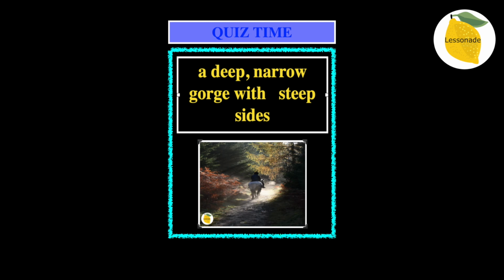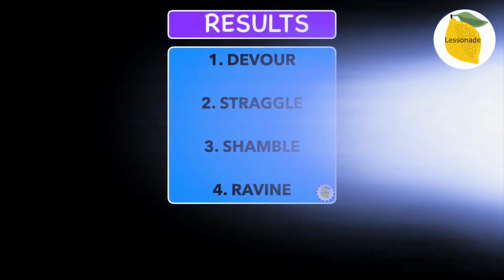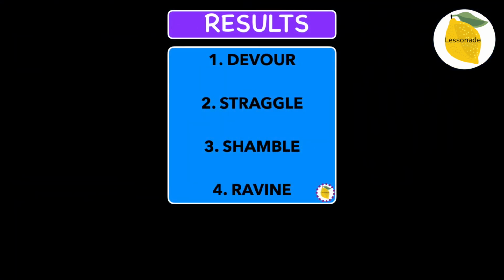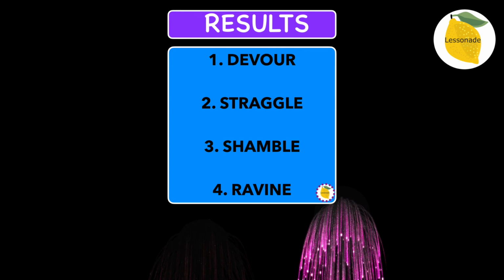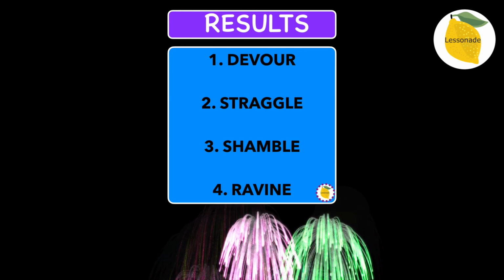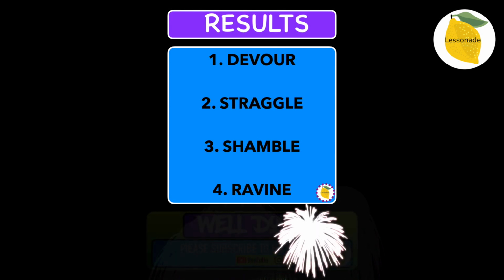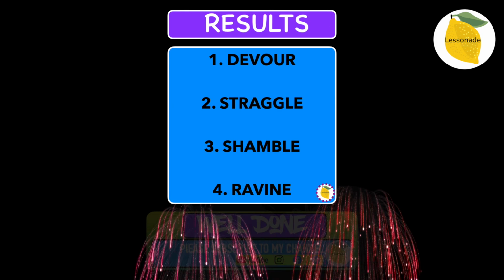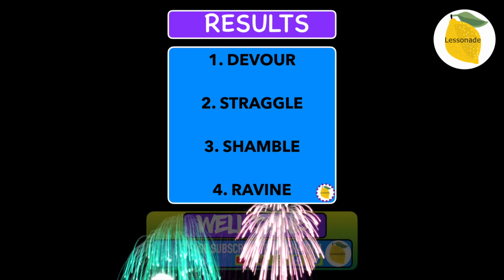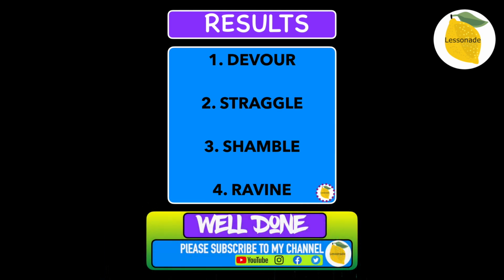So let's have a look at the results to see how well we have done. And here are the results. So question number 1 is devour. Question number 2 is straggle. Question number 3 is shamble. And our final question number 4, is ravine. So well done for attending the quiz, and I hope you got all right.